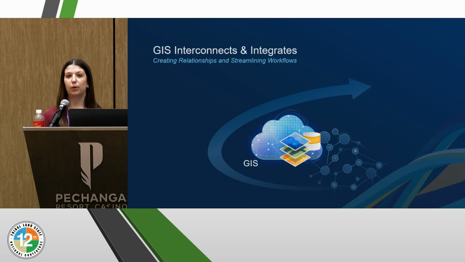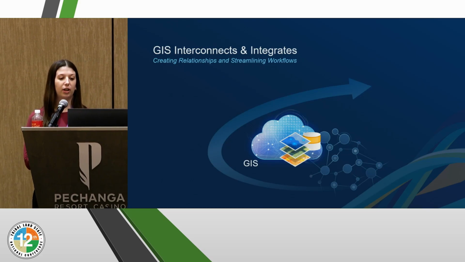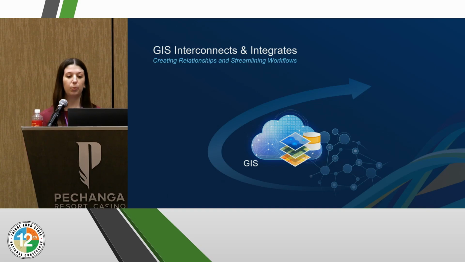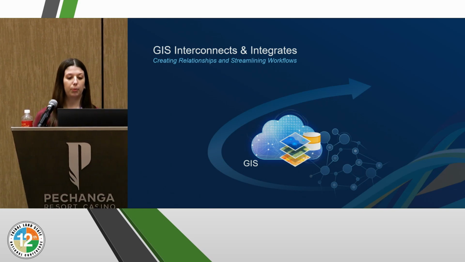GIS really has the power to truly interconnect and integrate on multiple levels in order to help you see the relationships and information that you otherwise might have missed. There are multiple components that make up this well-rounded, end-to-end GIS system. So personally, I like to think of it in 4 different components.